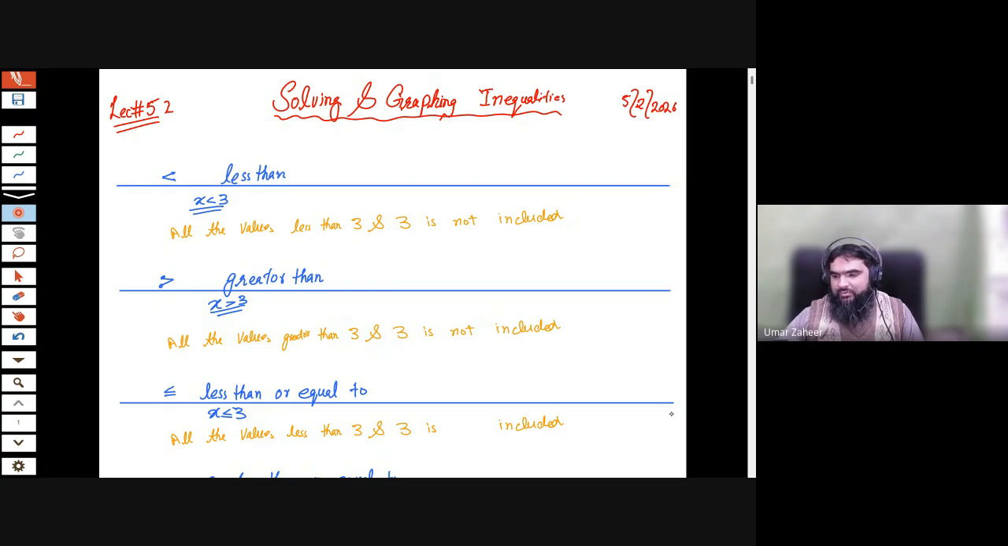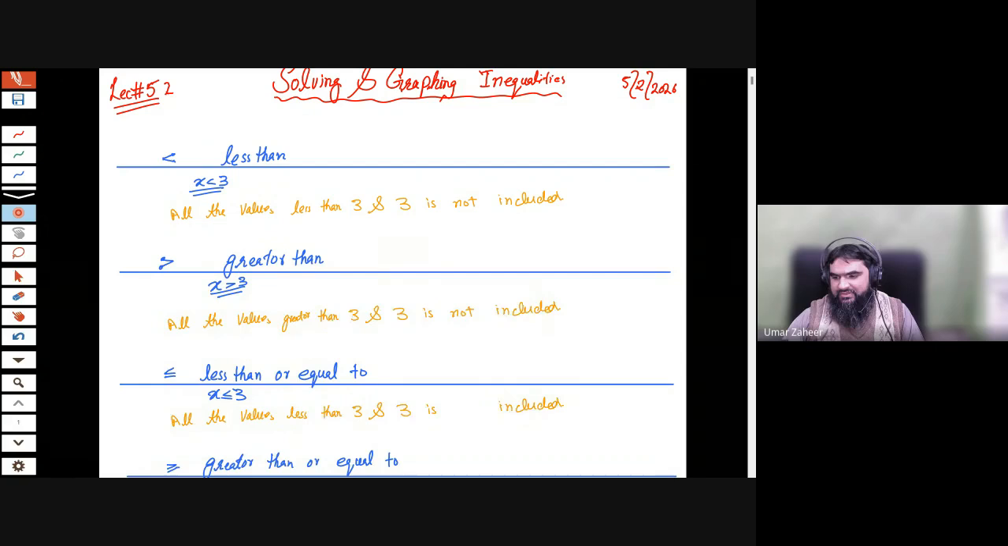In the last class, we are going to be talking about solving and graphing of inequalities. First of all, we'll talk about the signs of the inequality. We have less than, greater than, less than or equal to, and greater than or equal to.